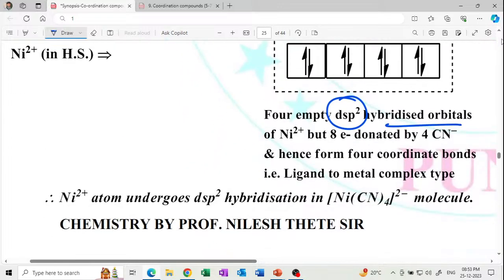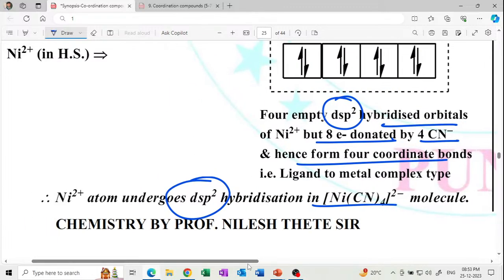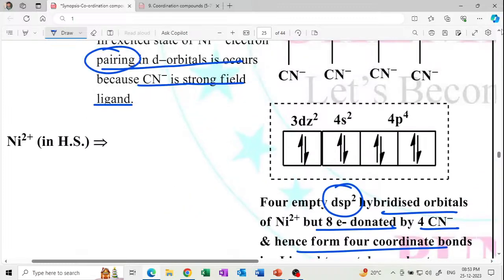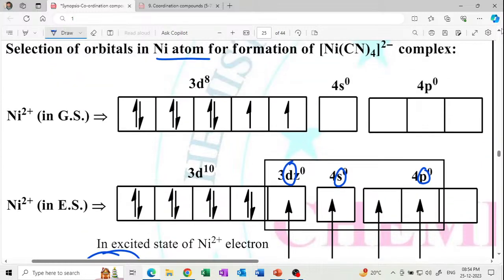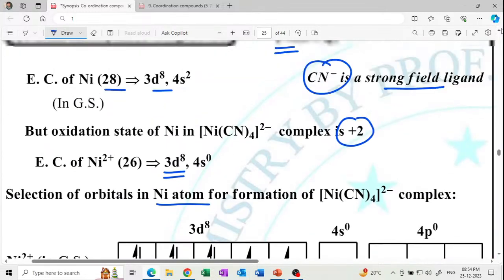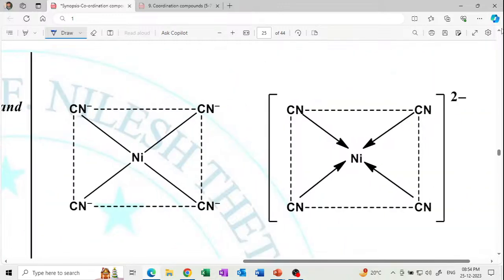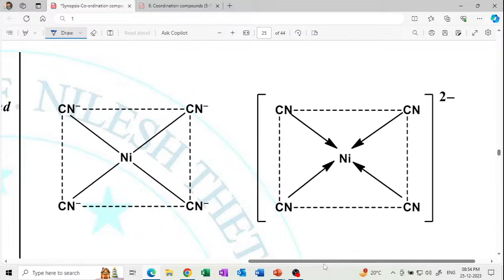dsp2 hybridization takes place because 8 electrons are donated by the 4 cyanide ligands. And what is the geometry of dsp2? This is clear, dsp2 hybridization. Because the inner d orbital is used. This is the 4 cyanide. In this way, this is the geometry of [Ni(CN)4]2-.